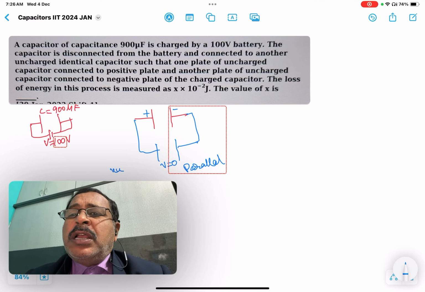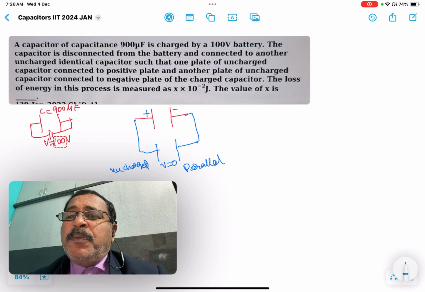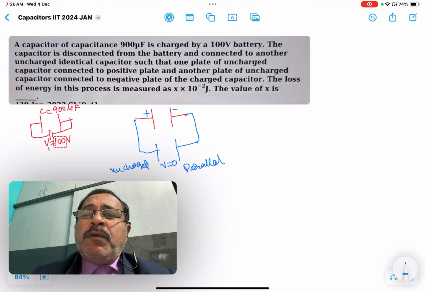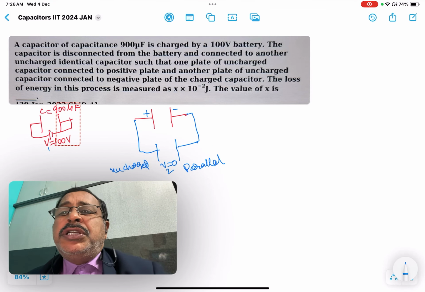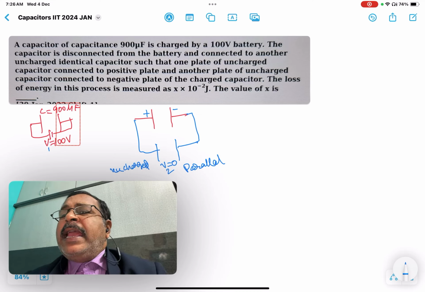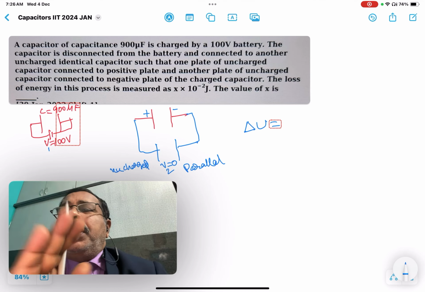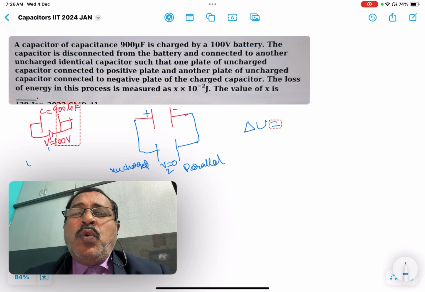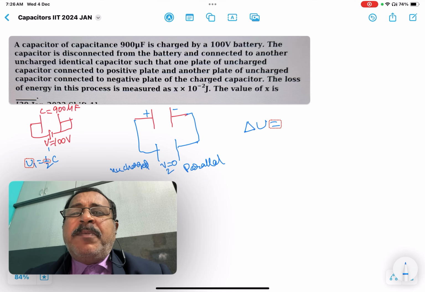Of course, its potential is zero. Uncharged means what? Potential becomes zero. So the initial potential was V1, the final potential becomes zero. Okay, so then again they are asking the loss of energy. Loss of energy means before combination, what is the energy? U1 equals half C V1 square.